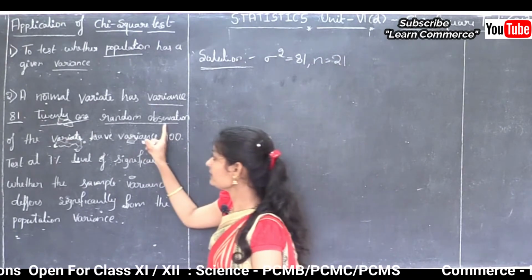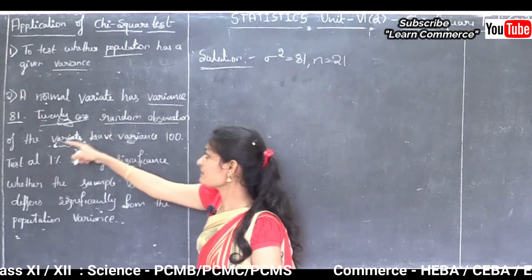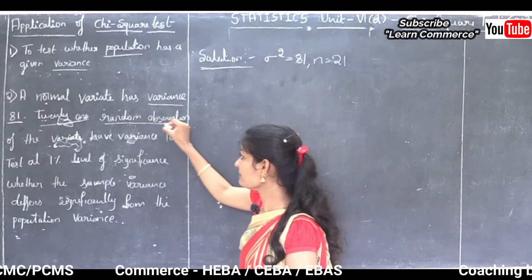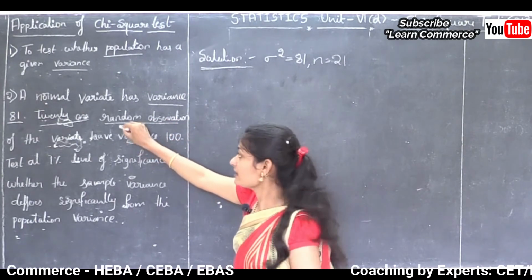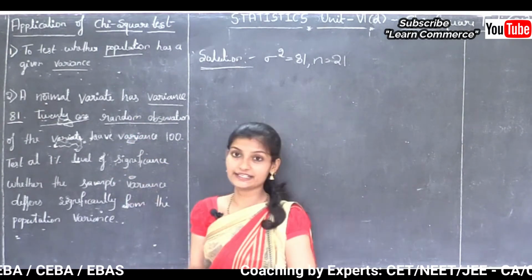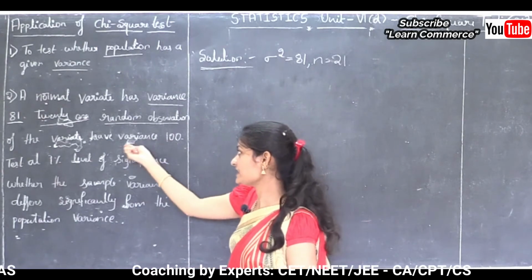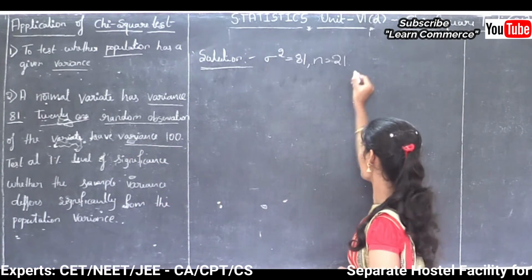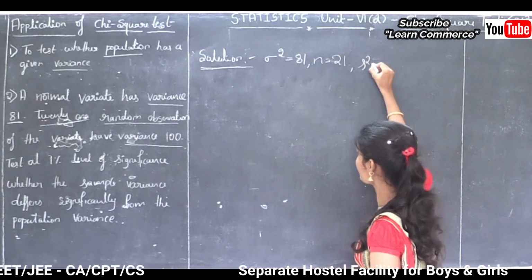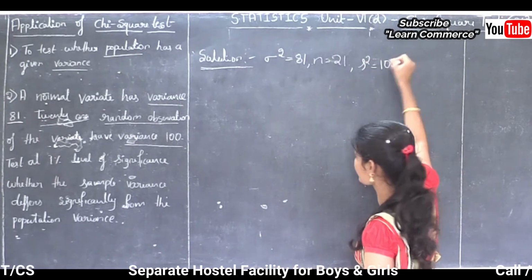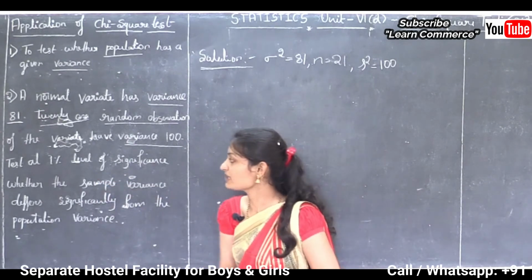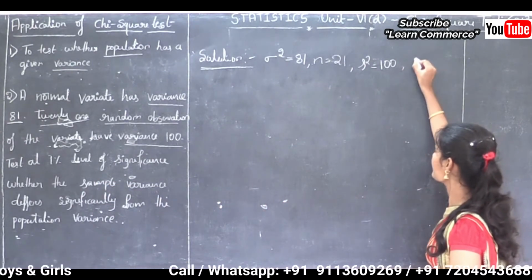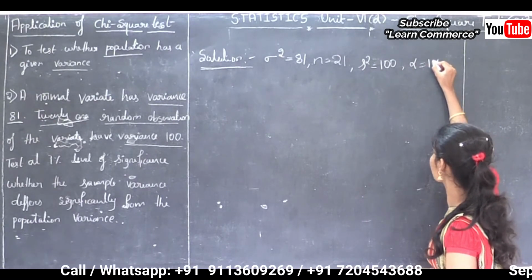Next, 21 random observations of the variate have variance 100, in the sense that this is the sample variance. The sample variance is denoted by small s square, and the given observation is 100. Next, test at 1% level of significance, so here alpha is 1%.